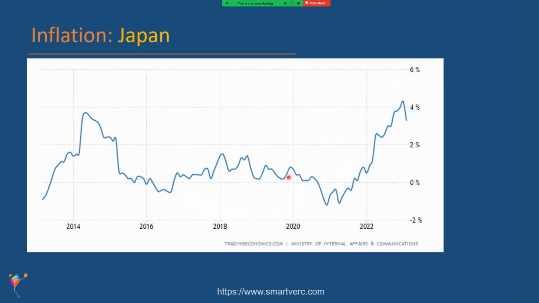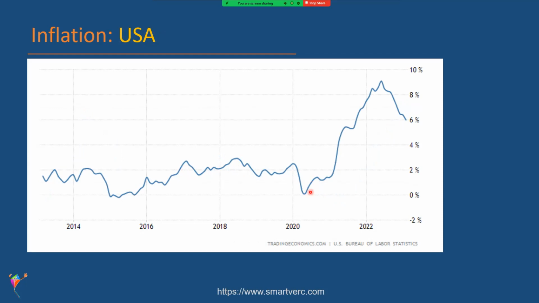Now coming to inflation, this is Japan. Before COVID, Japan's inflation was about an average of 1%, and now it went up to beyond 4%. Presently, it is about 3.5% or 3.3%. So still way higher than the pre-COVID times.